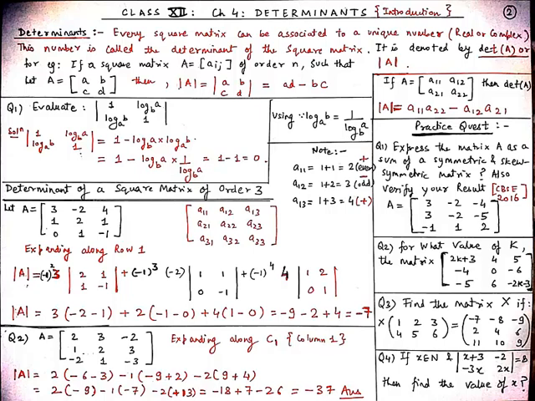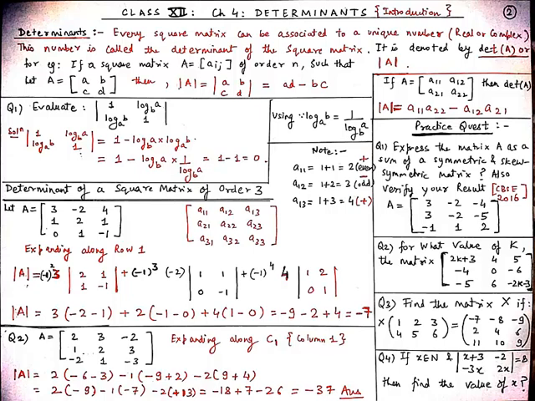And as you know, for A12, when we add 1 plus 2 we get 3, which is odd. So here we will take minus 1 to the power 3, and now we will hide the first row and second column completely and find the determinant of the remaining elements, which are 1, 1, 0, minus 1.